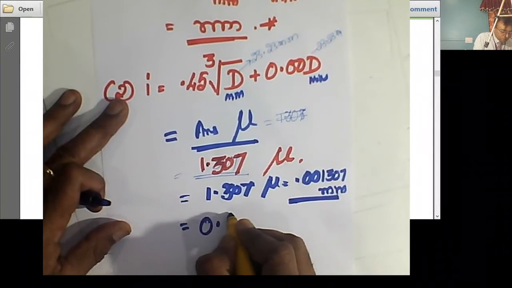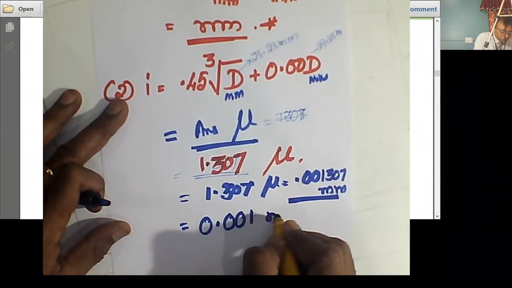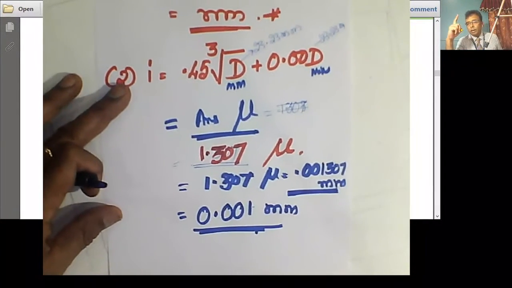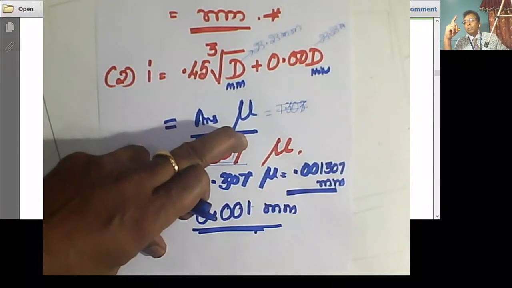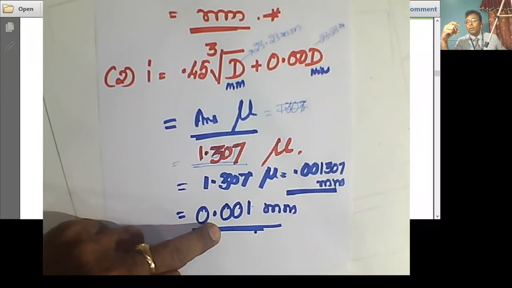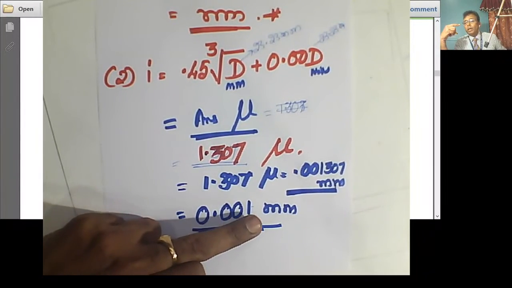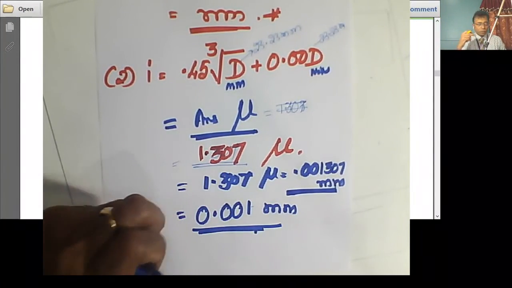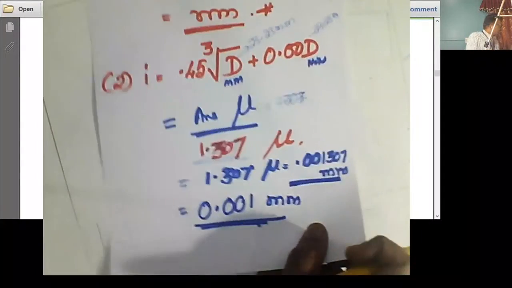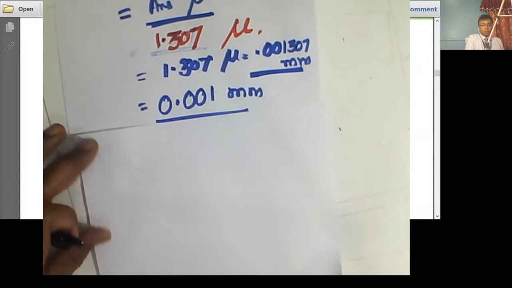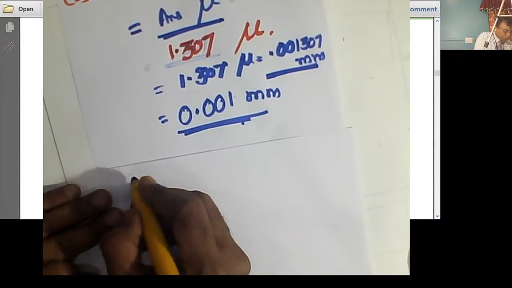Second question that has been asked, how many decimals? 0.001 mm. Is this clear? The answer you get here is in microns, 1.307 microns. Now convert that into millimeters, 0.001 mm. Keep this in mind. Next, let me go to the next part. I will compare one with another. Okay, these two decimals.